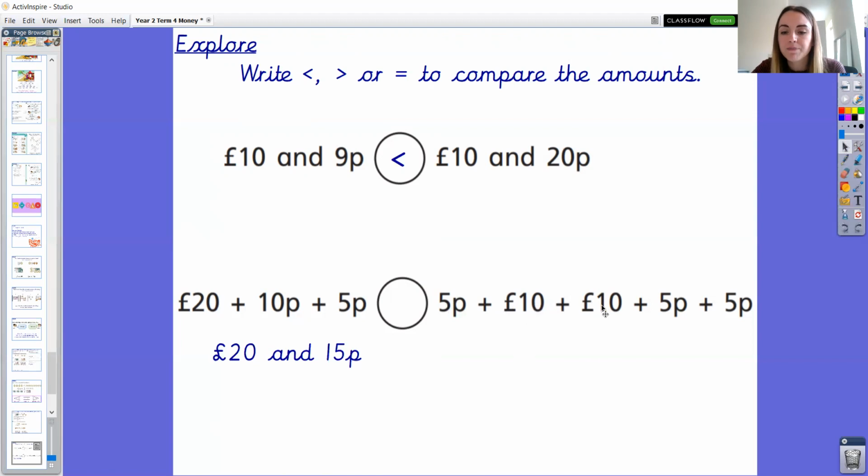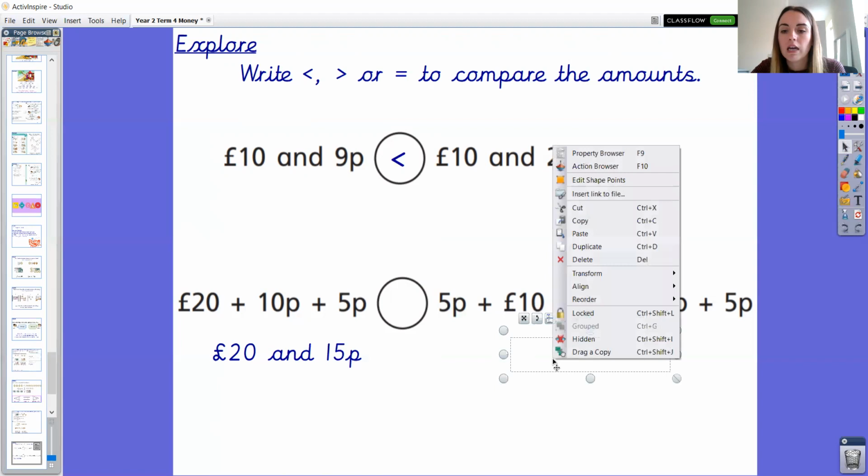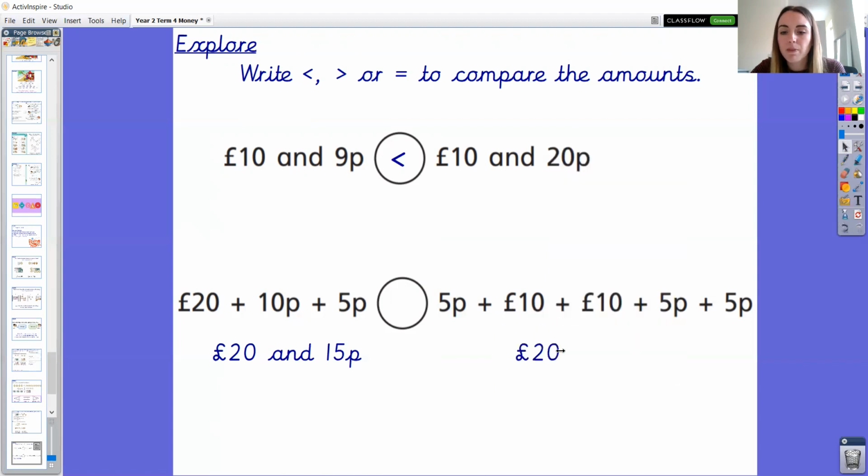So £20, again, like in the last amount. And I'm thinking about the pence now. So we have £20 and pence. We have 5 pence, and 5 pence, and another 5 pence. So 5, 10, 15. We have 15 pence again. So this means, Year 2, that the amounts are equal. So £20 and 15 pence is equal to £20 and 15 pence.